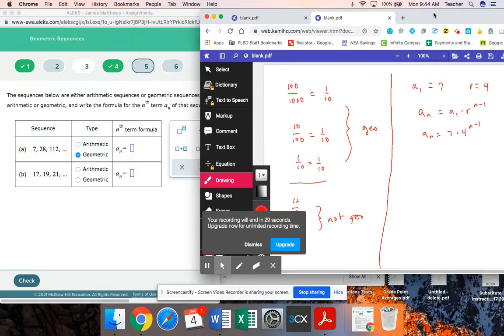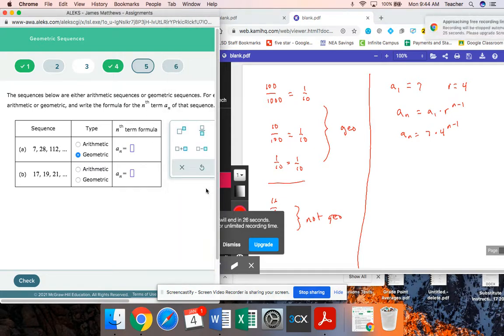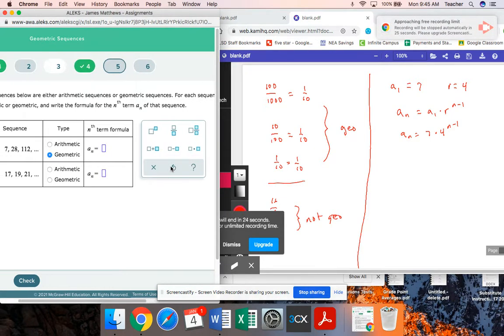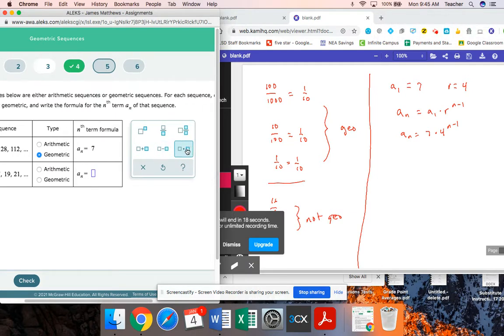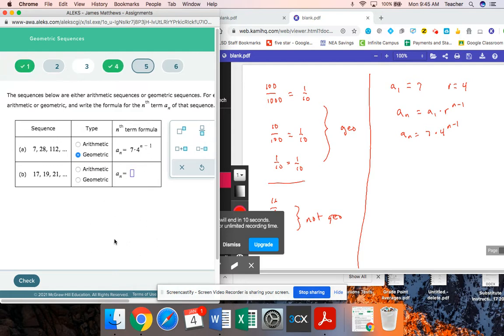So I'm just going to write that over here. And let me see what kind of formatting they have. Okay, we're good. So a sub n is 7 times 4 to the n minus 1. And if I try to select the next one, I'm going to run out of time. So that would be the explicit formula for that geometric sequence.